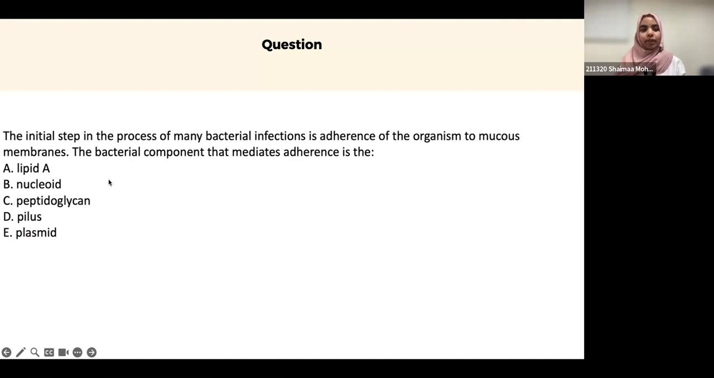Okay. The initial step in the process of many bacterial infections is adherence of the organism to mucous membranes. The bacterial component that mediates adherence is pili. Remember how we said that pili have two types, the sex pili and the common pili. So this would be the common pili, which is, what's the other name for the common pili?